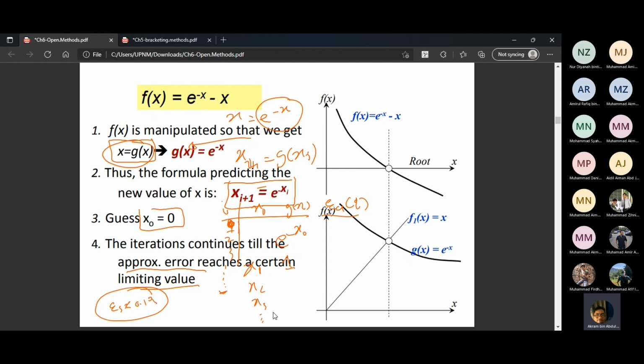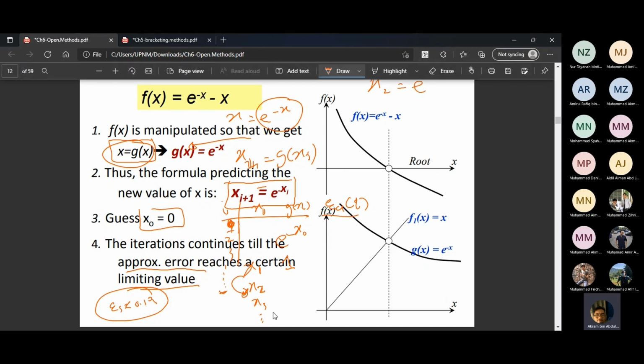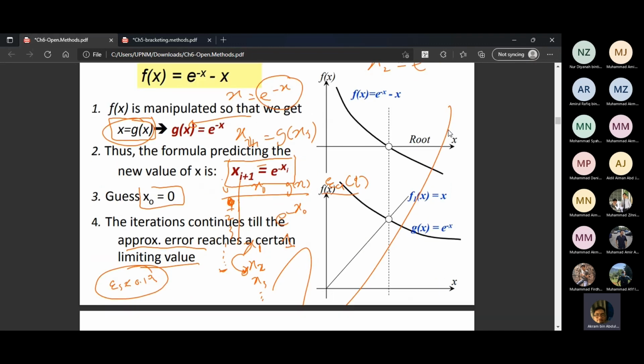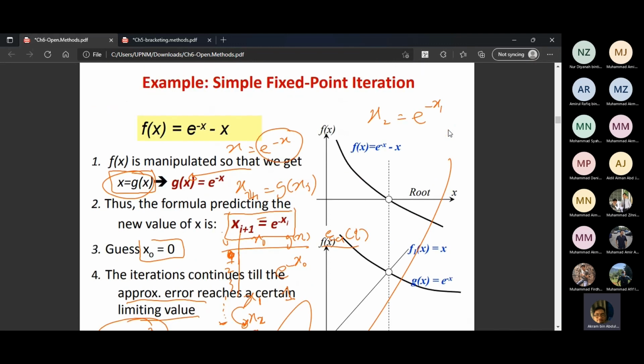We continue this iteration. Next, we replace the value of x. For x2, x2 is equal to exponent negative x1, and our x1 is equal to 1. So when we calculate x2, x2 is equal to exponent negative 1.